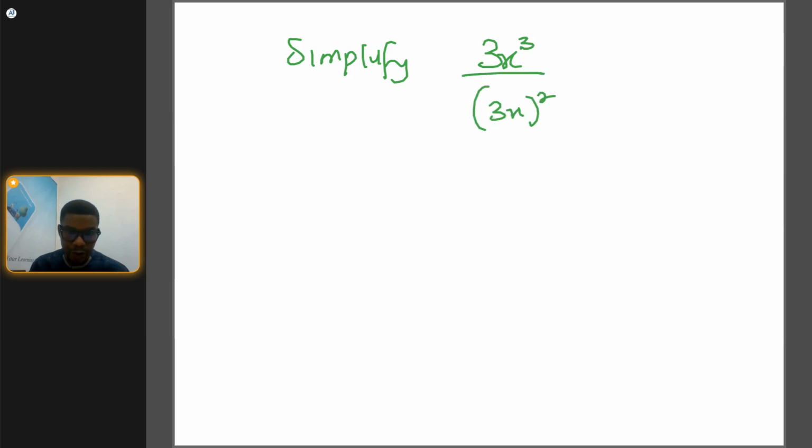So let me start with this: simplify 3x cubed over 3x all squared. Very fast one. Okay, raised to power 3, not square now. Yeah, 3. So I need someone to solve this for me and give me the response. Simplify this following the law of indices. I'm waiting.